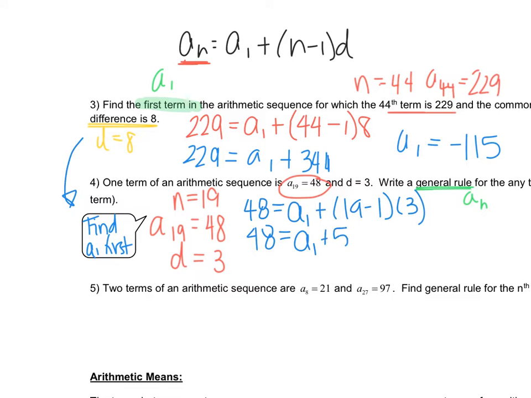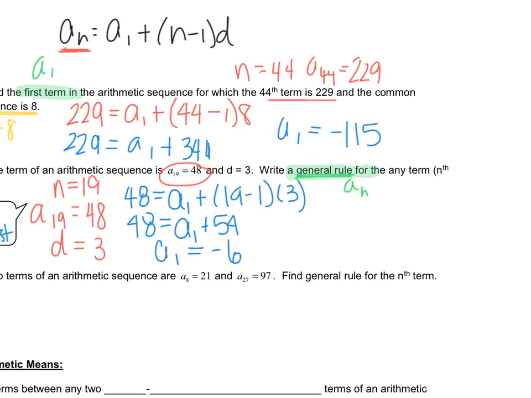And we should get a sub 1 to equal negative 6. Now it's crucial in these problems for you guys to make sure you pay attention to what the problem is asking. So in our scenario, the problem was asking for a general rule. This is just a 1. That's not the general rule, so we're not done with the problem.